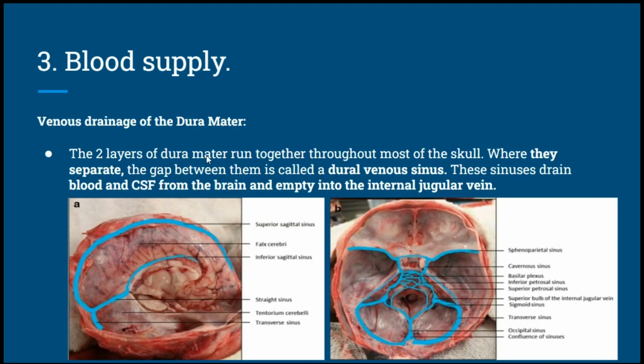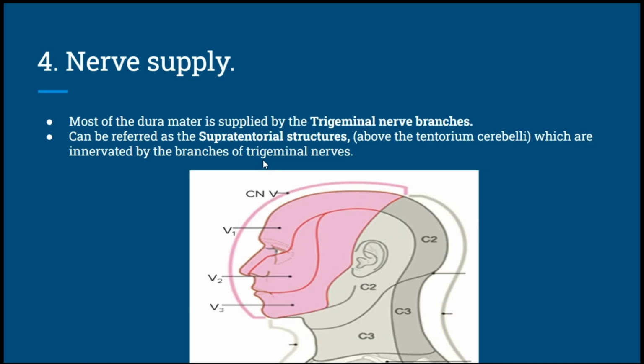So this is the venous drainage of the dura mater. There are two layers of the dura mater that run together throughout most of the skull. Where they separate, the gap between them is called the dural venous sinuses. These sinuses drain blood and CSF from the brain and empty into the internal jugular vein. Just remember that this slide is going to preset what we are going to learn later about these dural venous sinuses in much more detail in the coming presentation. Over here, it's just a basic overview that I wanted to show you and have an idea in your mind. So now we're going to look at the nerve supply.